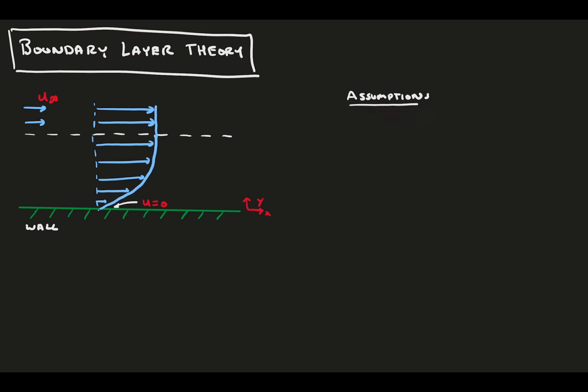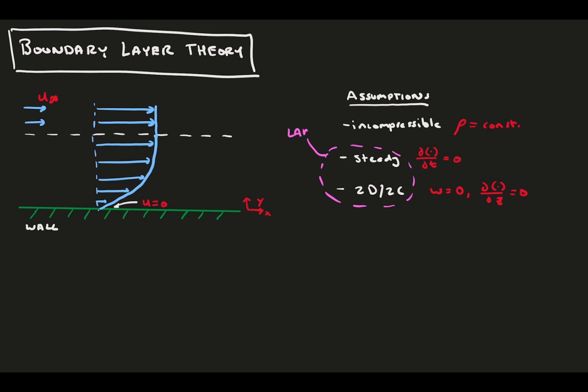To start analysis, we're going to need some assumptions. Here we will use some familiar assumptions and some newer ones midway through our analysis. First, our fluid is incompressible, so density is a constant. Second, the flow is steady, which means nothing changes in time in our flow. We also assume it's two-dimensional and two-component, so nothing substantial happens in the out-of-plane direction. Remember, the steady and the 2D 2C assumptions are very common for laminar flows.